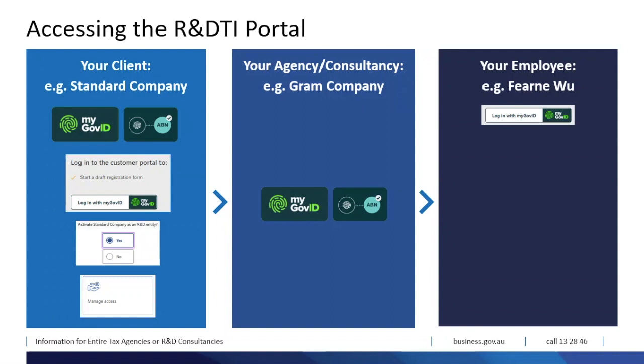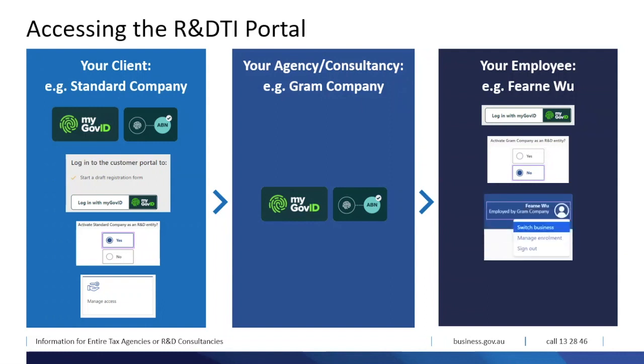Once your employee's myGovID is linked with your agency or consultancy ABN, they can then log into the portal. If this is the first time that anyone from your agency or consultancy has accessed the portal, that individual will be met with the following prompt asking if you wish to activate your agency or consultancy as an R&D entity. The selection of whether to do this is up to you, but for the purposes of this video, we will select No.